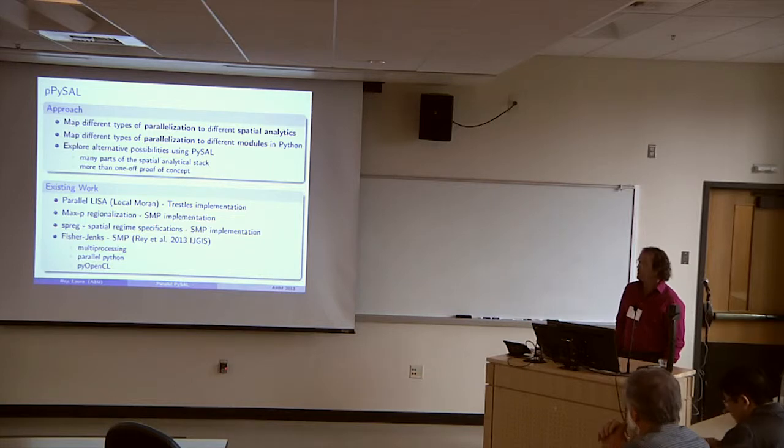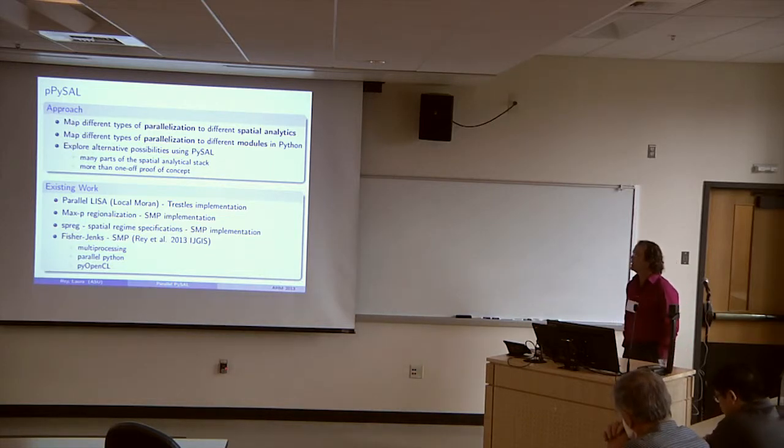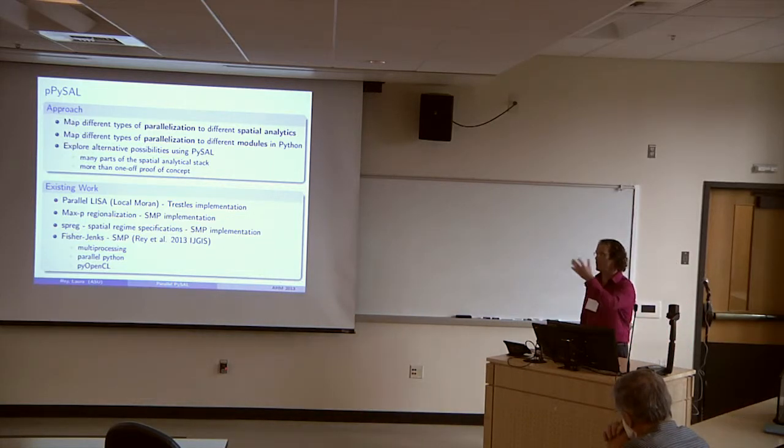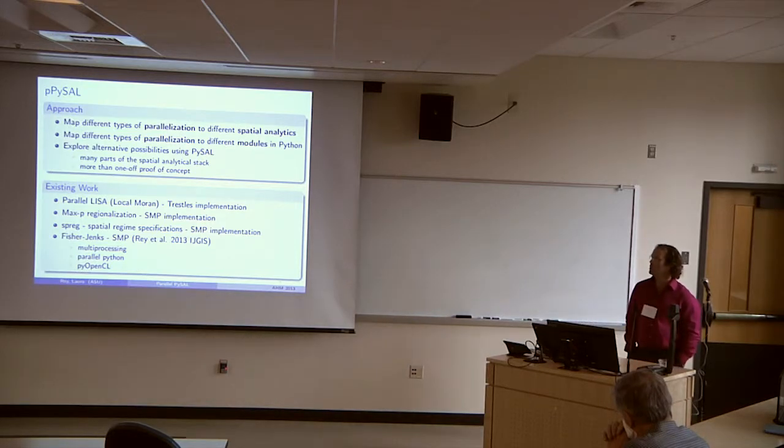So the existing work we've done on the team, and the team is the broader team with our colleagues at Urbana, is to look at parallel local Moran implementations on trestles. That was the initial start. It was fairly simple because it's embarrassingly parallel. You're using permutations, and the code can be farmed out fairly nicely there.